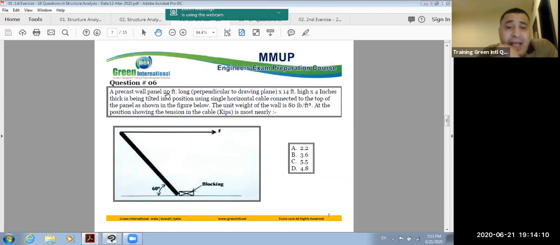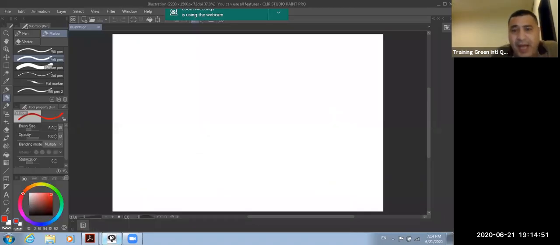And this length should be what? This length should be 14. So 20 feet is perpendicular to the drawing plane. Where is the drawing plane? This screen now is the drawing plane. Multiplied by 14, meaning from this point to this point is 14 feet, the height of the wall, which is inclined and rested on the wall.